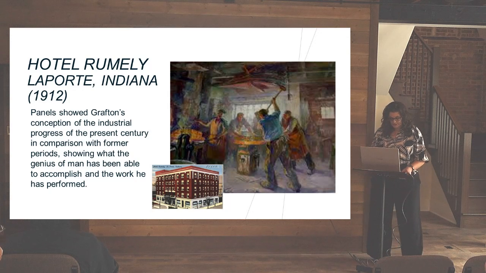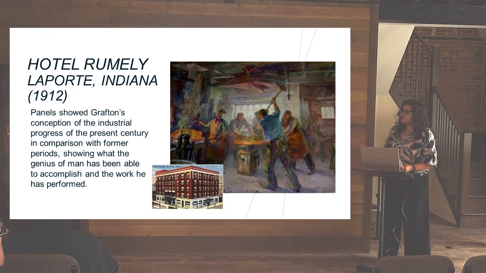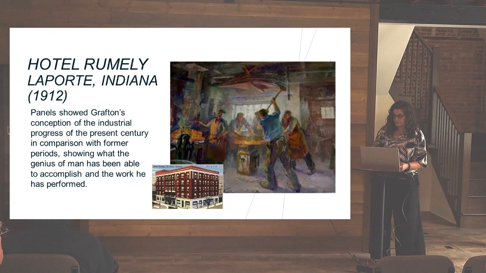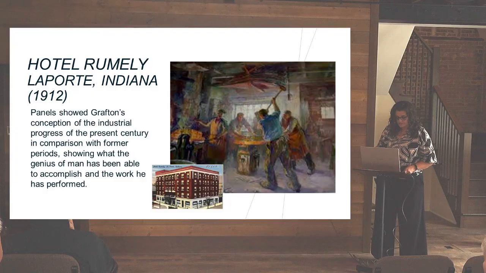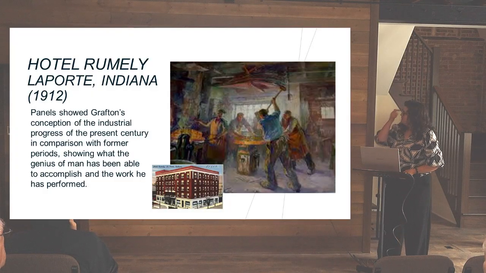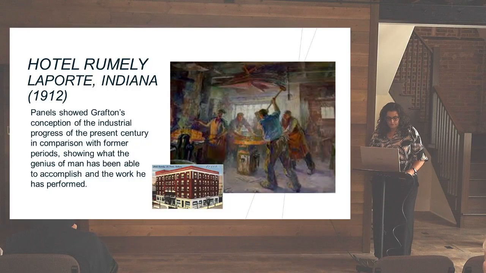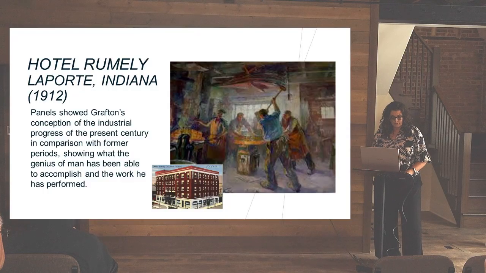Grafton's murals covered the entire wall space in the hotel's lobby. 3 of the murals depicted historical methods of wheat farming, and 3 illustrated new methods of harvesting. 2 murals depicted the foundry and blacksmith shop of the Romney Company, which is what this example is here on the slide. And then 1 mural depicts a landscape of LaPorte in the distance, and 2 smaller murals show old and new ways of plowing.